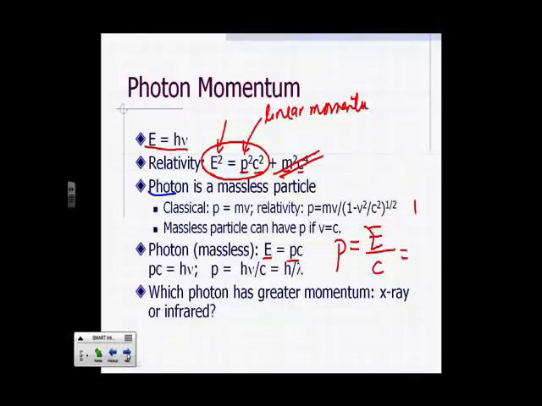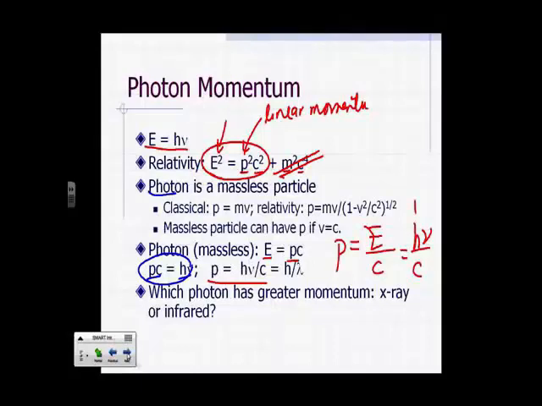Since a photon has an energy equal to h nu, the momentum is h nu over c. This is another way of looking at it. Energy is pc. It's also equal to h nu. So you solve for p. The momentum of your photon is h nu over c.